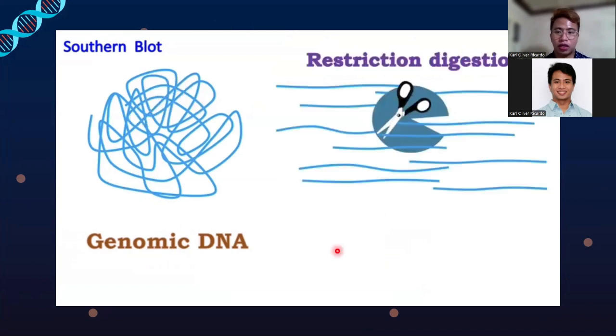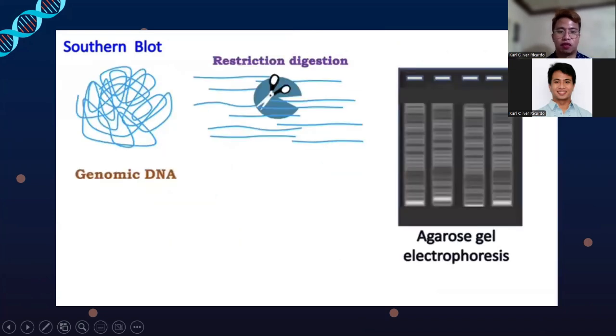So let's try to understand this technique in more detail when it comes to genomic DNA. First, we isolate the specific gene that we want to identify. Okay, so we're going to use a restriction enzyme to cut. The fragments generated by the restriction digestion are then separated using agarose gel electrophoresis, as there are many fragments produced by the restriction digestion.